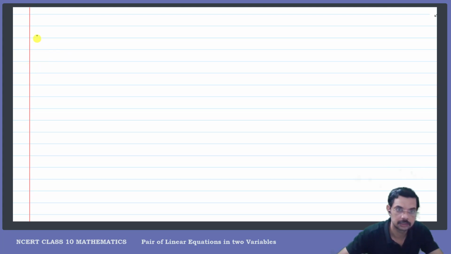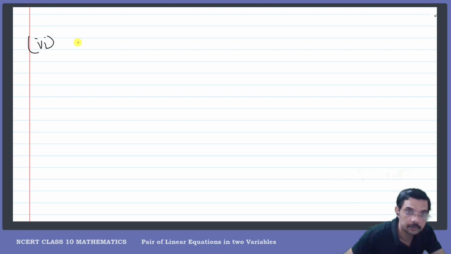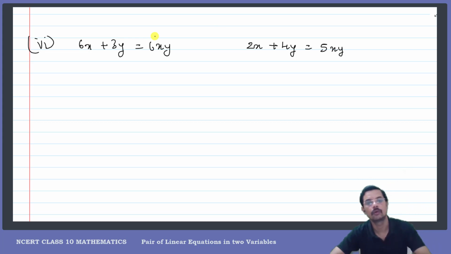Which question? Question number six. This is 6x plus 3y equal to 6xy. And the second equation is 2x plus 4y equal to 5xy. Correct? Here what to do and how to do? Divide by xy. I'm just giving you a hint.